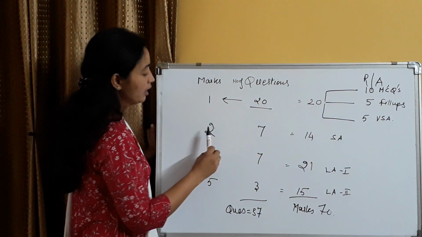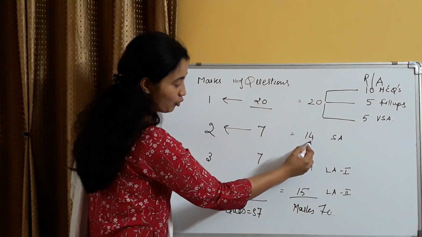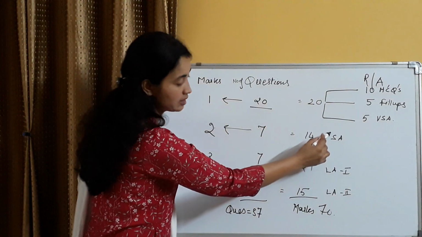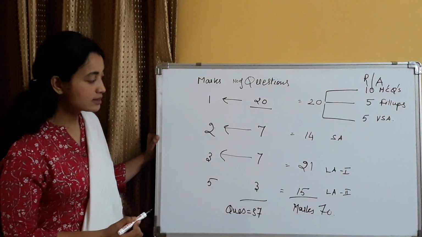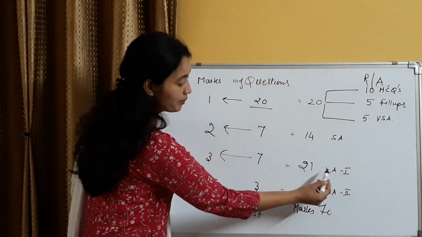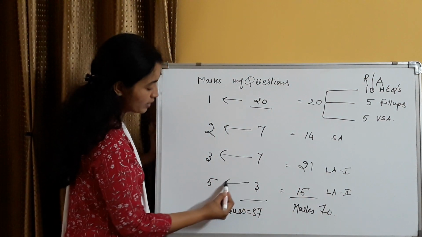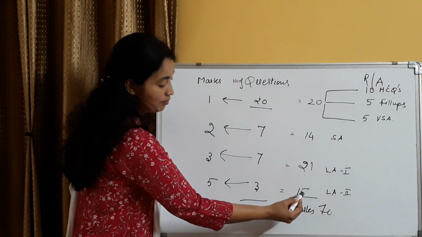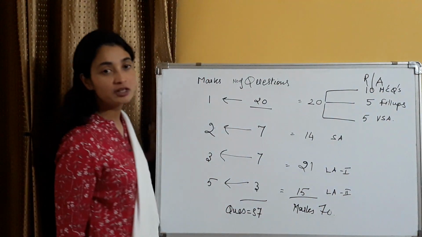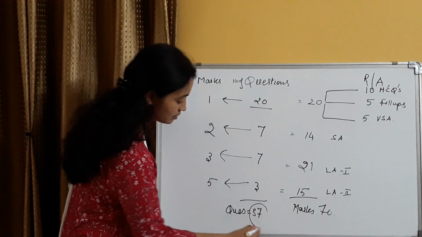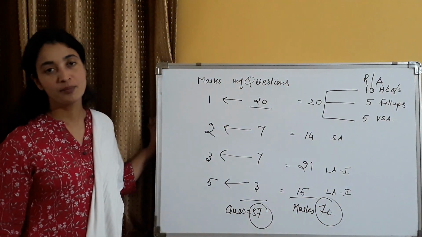Then you have 7 questions of 2 marks each, comprising 14 marks. They will be short answer type of questions. Then again 7 questions of 3 marks each, weightage 21 marks. They are long answer category 1. Then you have 3 questions of 5 marks each, 15 marks weightage, long answer questions, category 2. So the total number of questions is 37 and the weightage is 70 marks.